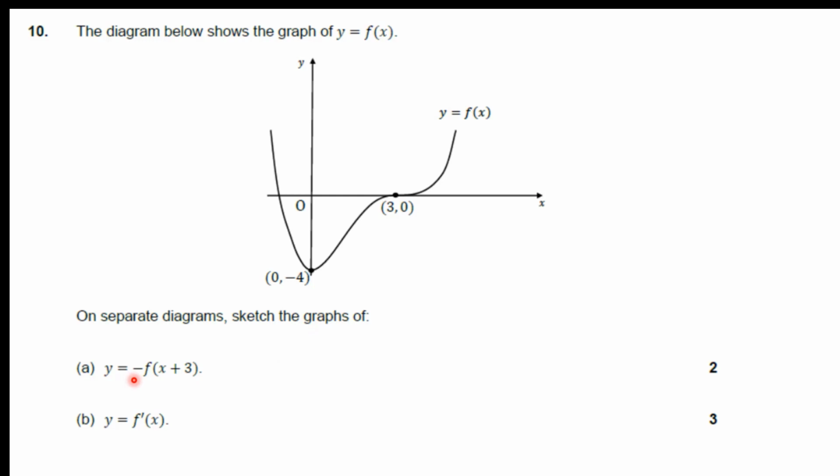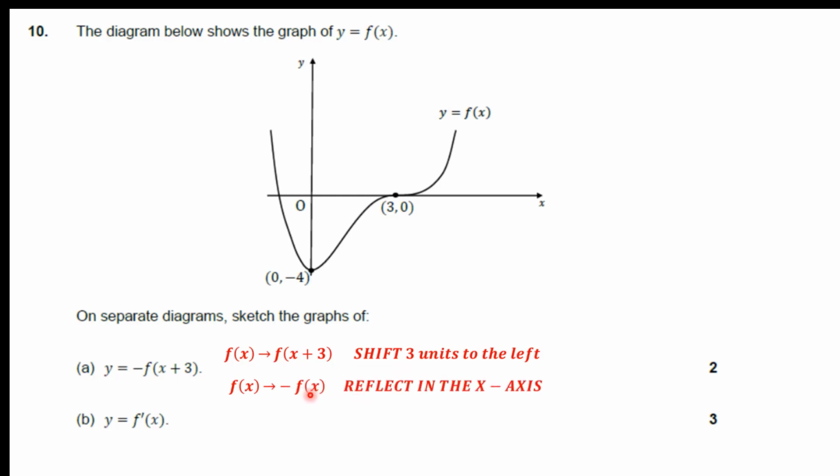The new graph is negative f of x plus 3. So there's two things happening to the parent function f of x. f of x is becoming f of x plus 3 first, which is a shift 3 units to the left, and then after that you take the negative of that answer. If you do a negative, you reflect in the x-axis.